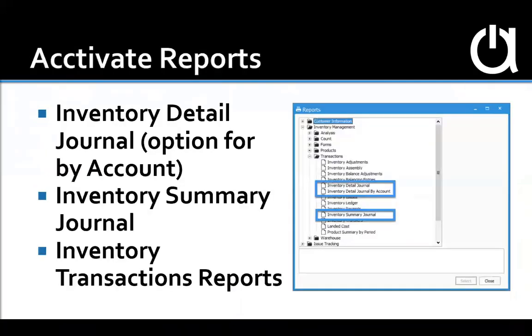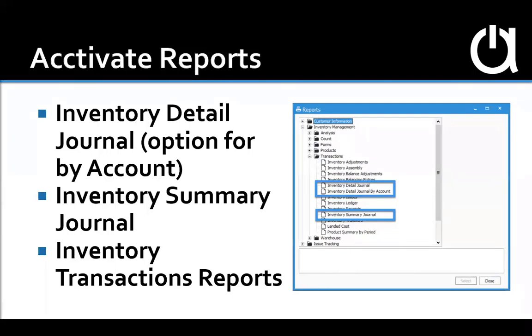All right, so let's go over the reports in Activate that we're going to use for this. We're going to find the reports under the Inventory Management section of reports and then under Transactions. And I've highlighted the 3 that we use the most. Those 3 are the Inventory Detail Journal, the Inventory Detail Journal by Account, and Inventory Summary Journal.